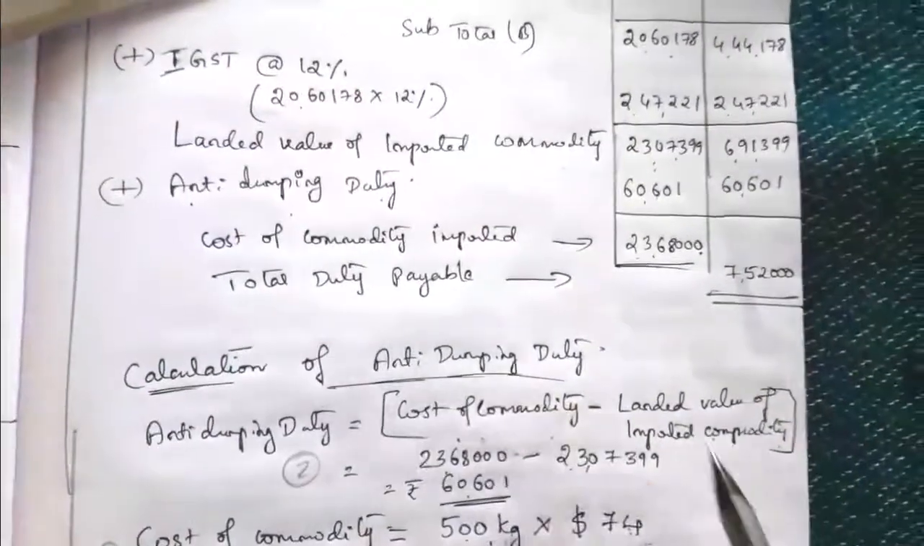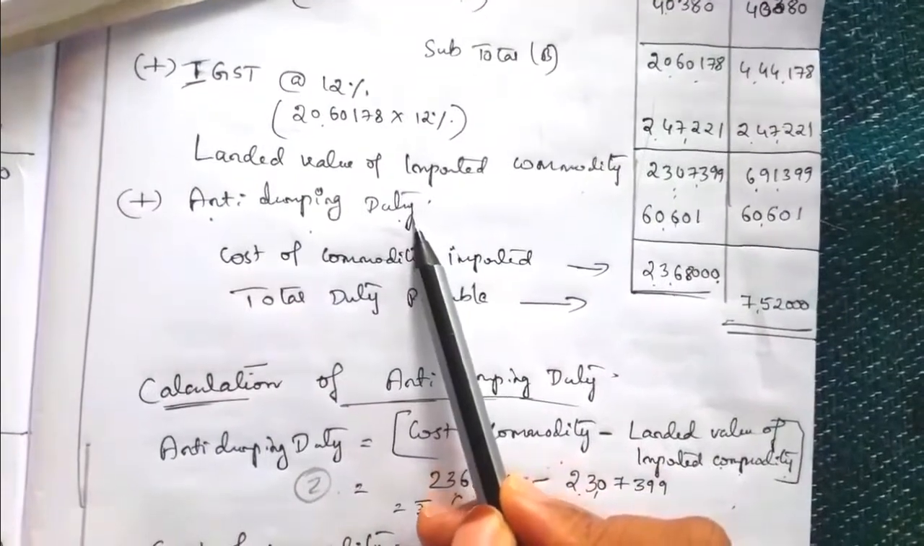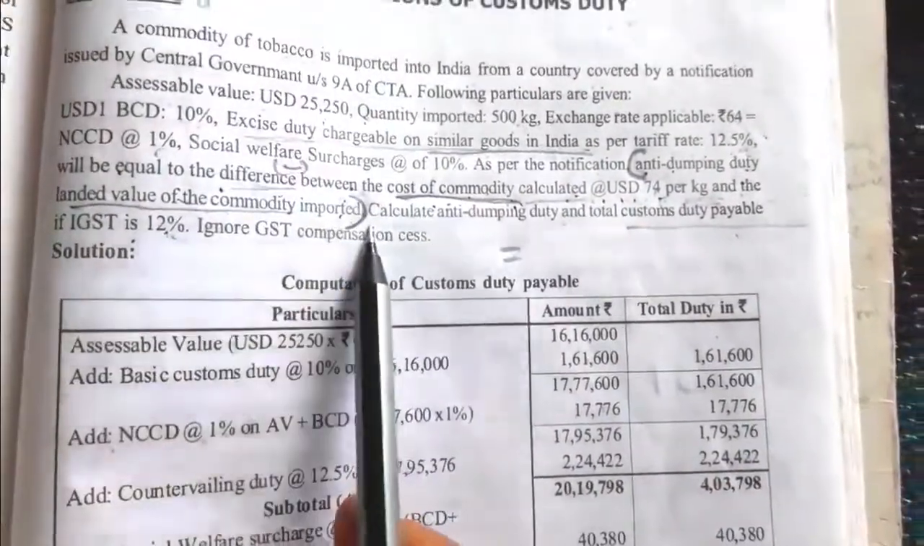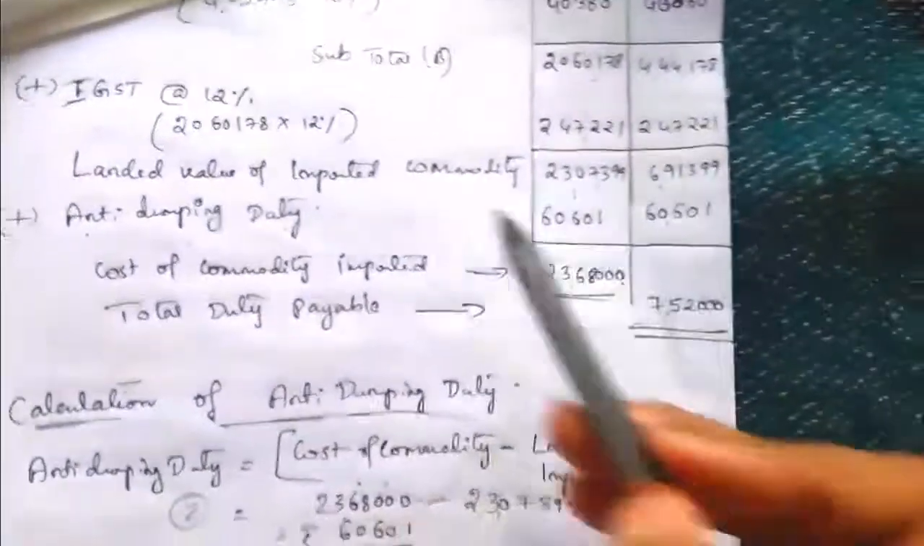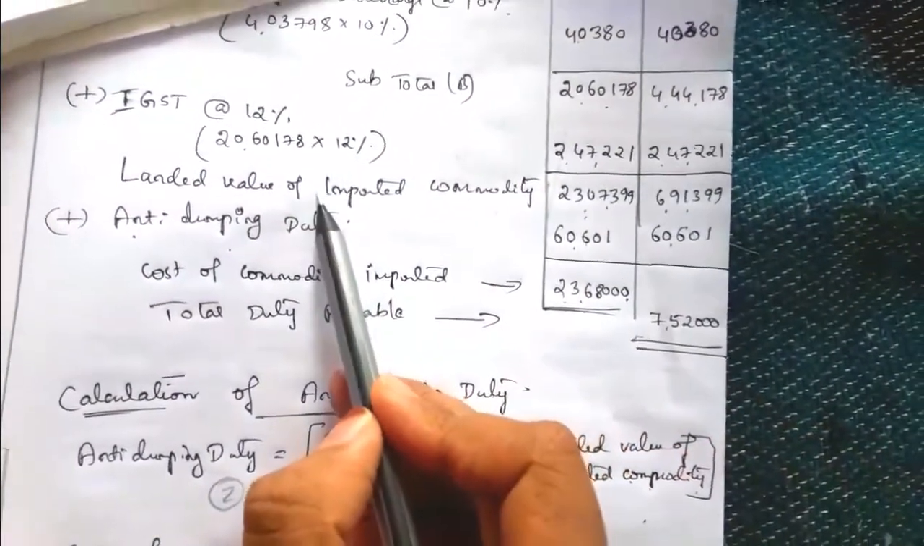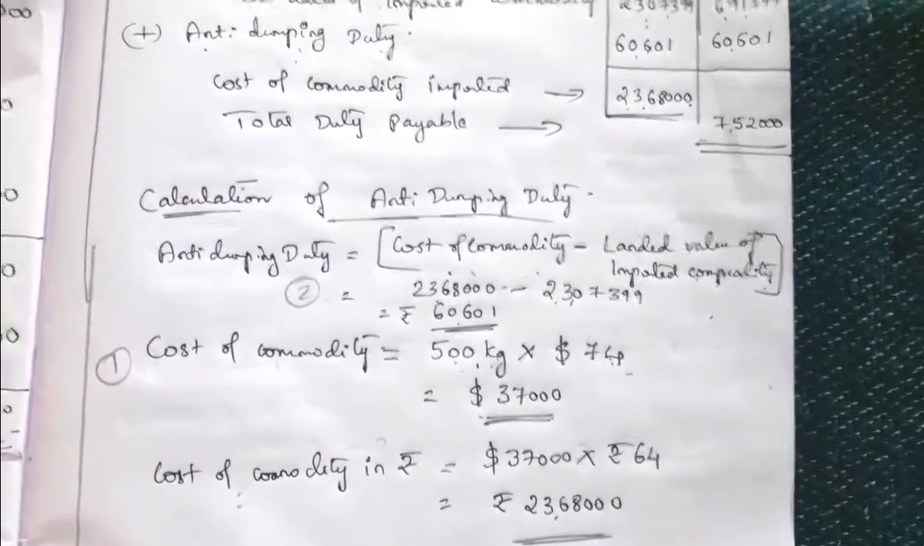So in this illustration only the anti-dumping duty we have to calculate at the end, because they have clearly mentioned we have to take the difference between the landed value of commodity imported and cost of commodity. So that's why we have to calculate the landed value before. After that we have to calculate the anti-dumping duty. So this is about this illustration.